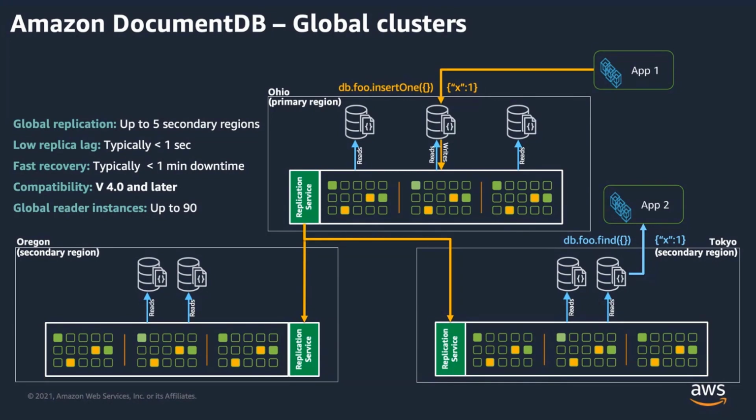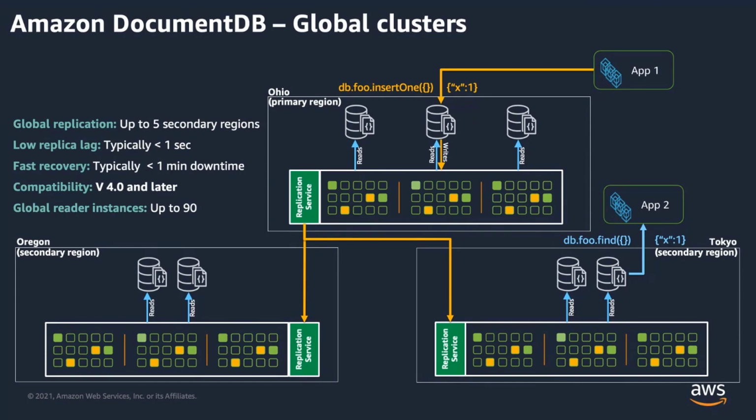And if you deploy global clusters, let's say to the maximum 5 secondary AWS regions, in this scenario, the maximum number of reader instances you can run across all the 5 secondary AWS regions and the 1 primary region is 90. So that's a pretty big number, which will allow you to scale your reads globally.